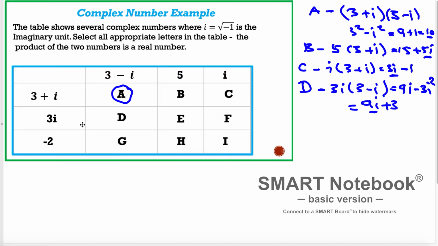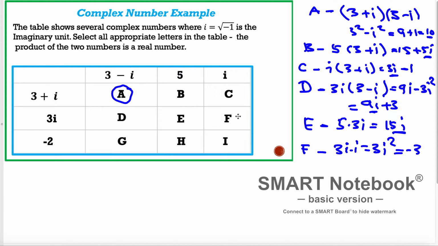Let's go with the E. E is 3i times 5, 5 times 3i, which is 15i. So this is a pure imaginary number, so it's not a real number. So let's go with the F. And F is 3i times i. 3i times i is 3i squared. But i squared is minus 1, times 3 is minus 3. So this is a real number. So F is a real number.